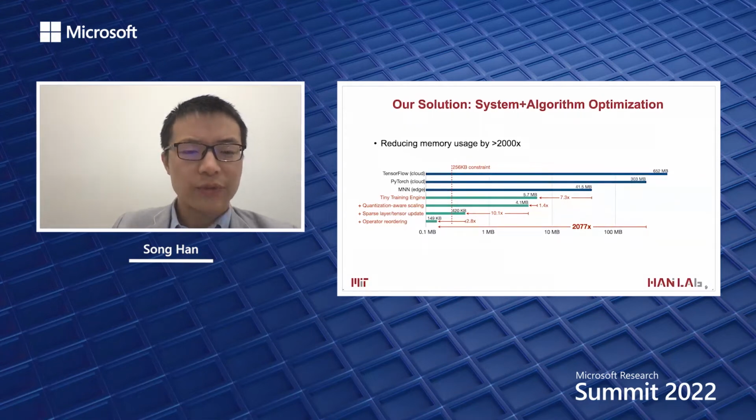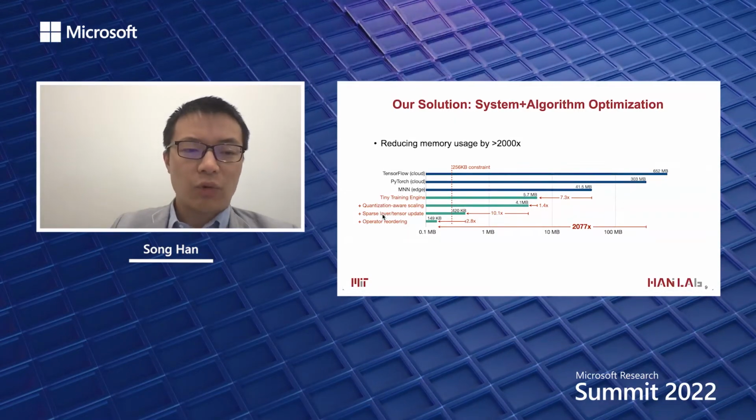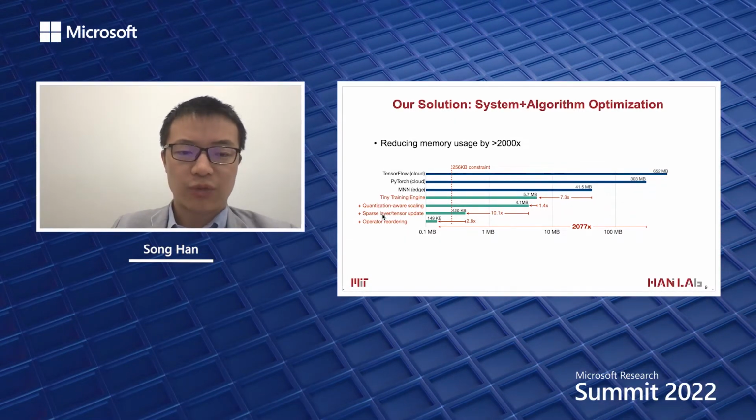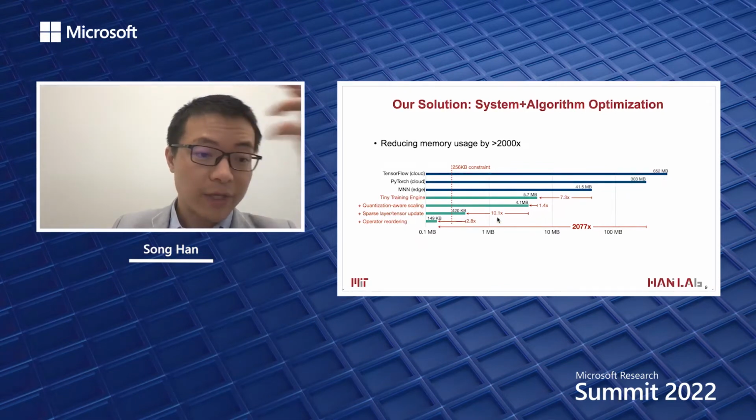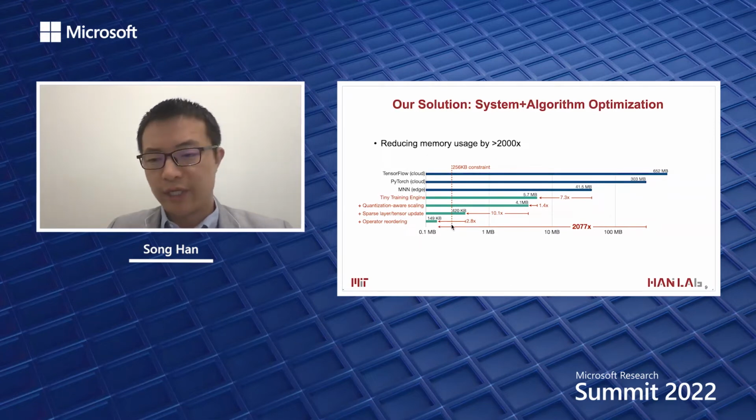Next, we are going to introduce this sparse layer, sparse tensor update that selectively updates the different layers, and even within a layer, we selectively update a sub portion of a tensor. So that brings about 10x speed up, 10x memory reduction. Finally, with this operator reordering, we can push the memory by another 2.8 times.